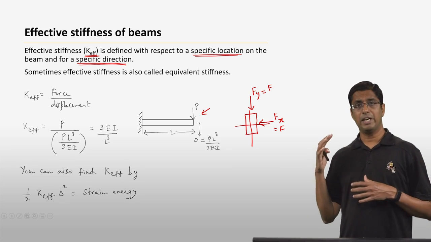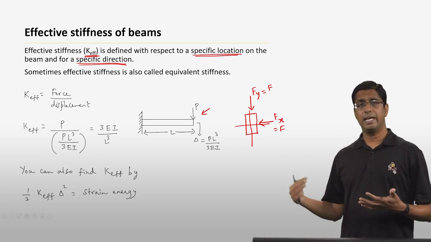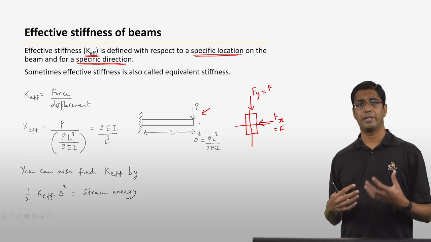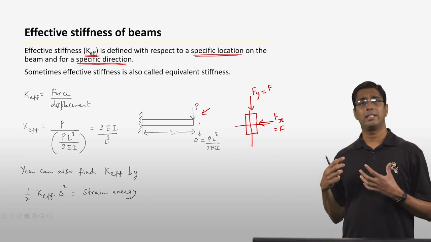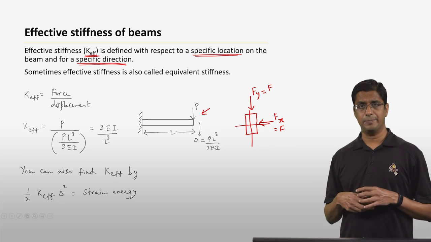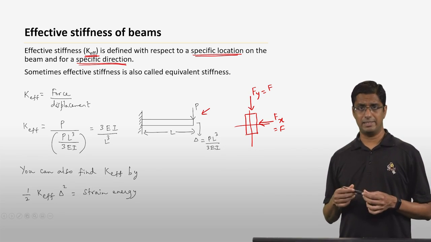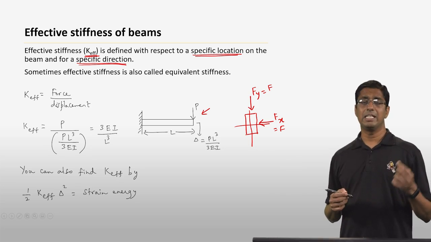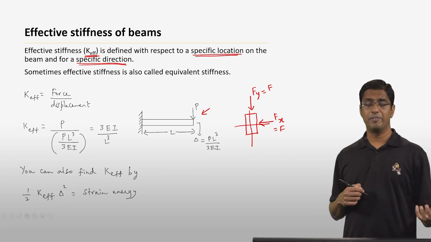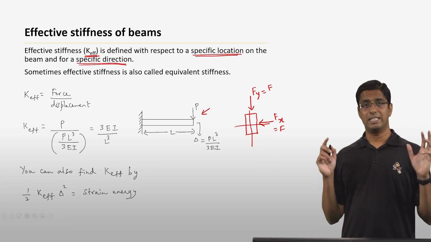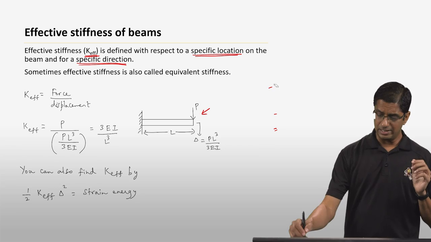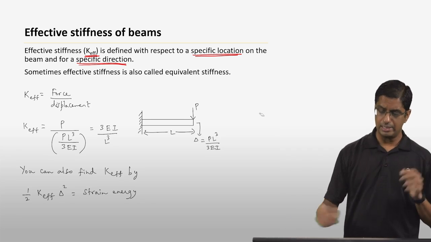Essentially, if you apply the same force F in the x direction on this beam, the amount of deflection you get is much larger than the deflection you get if you apply the same force F in the y direction. So even with this simple example of a cantilever beam, you see that depending on the direction in which you apply the force, the deflection is going to be different, which means the stiffness is going to be different.